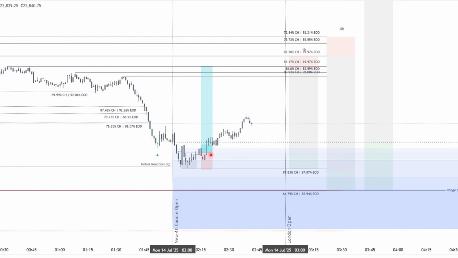So at a minimum, I'm hoping that if I enter here, we're going to go up a little bit to at least retest that open and give me some space to go break even, or bring my stop up to below this low and reduce my risk down even more.